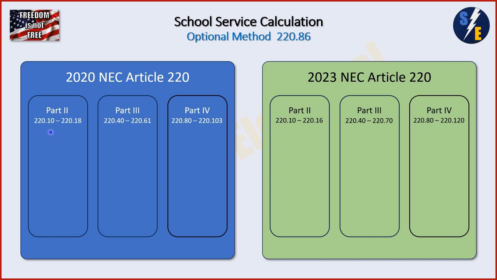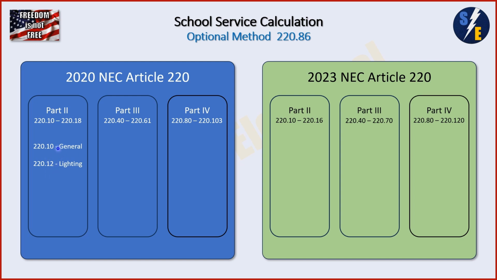So here we see in part 2, it goes from 220.10 to 220.18, whereas in 2023, it goes from 220.10 to 220.16. And then part 3 goes from 220.40 to 220.61, whereas this is 220.40 to 220.70. And then part 4, 220.80 to 220.103. And in 2023, we have 220.80 to 220.120. So there's some new sections added, and also some have shifted around. The ones that pertain to us, though, are 220.10 and 220.12.